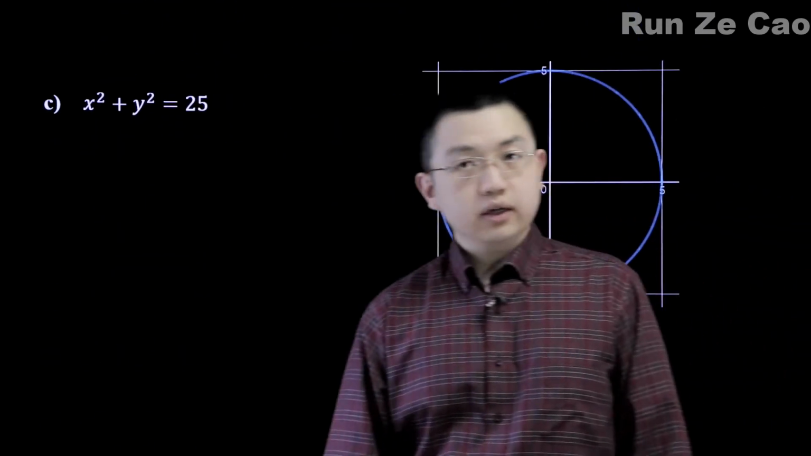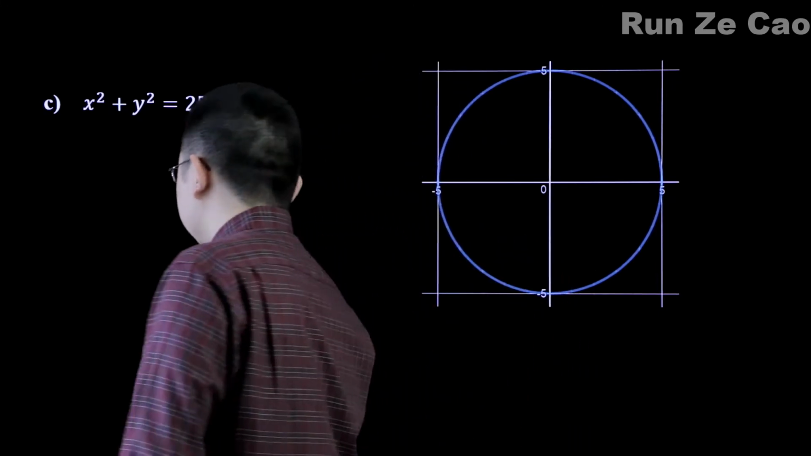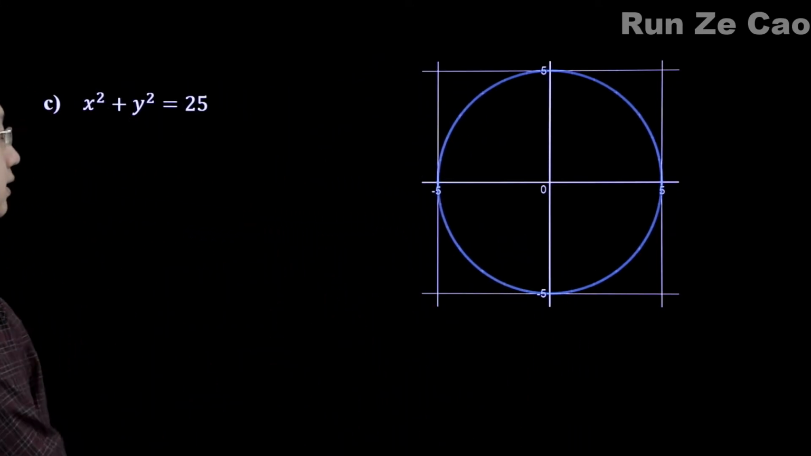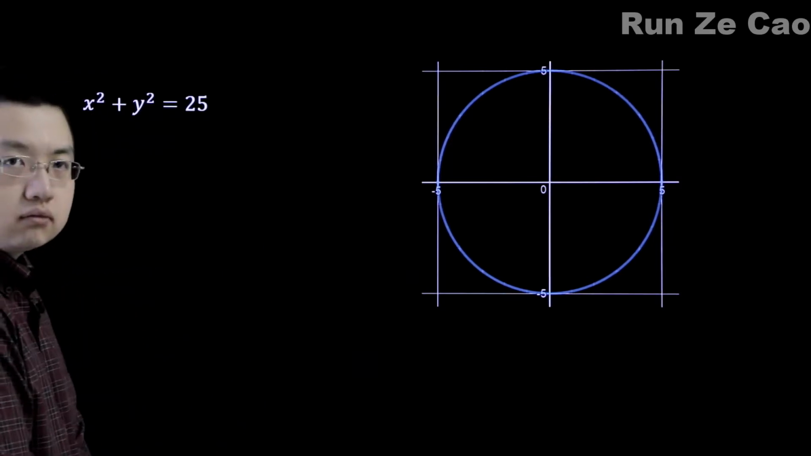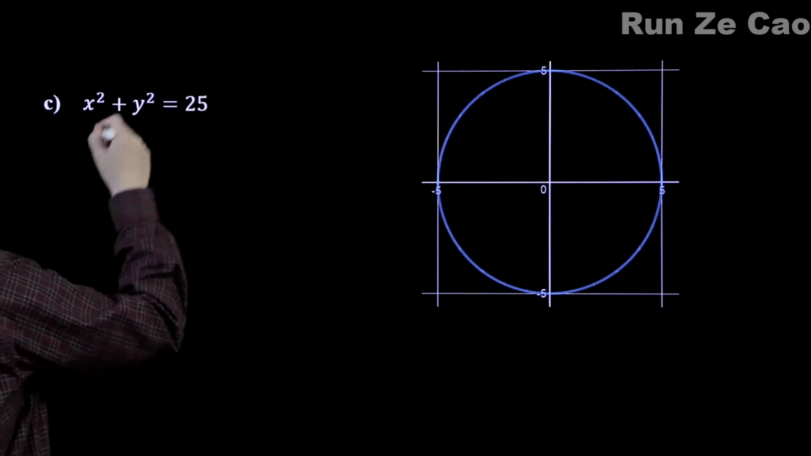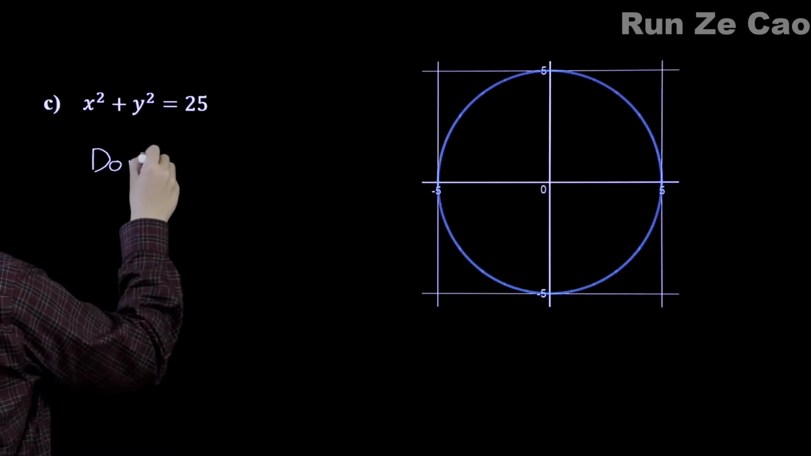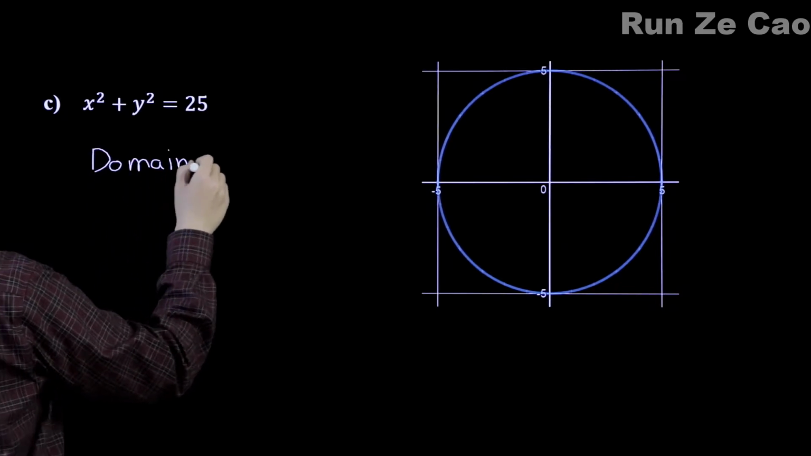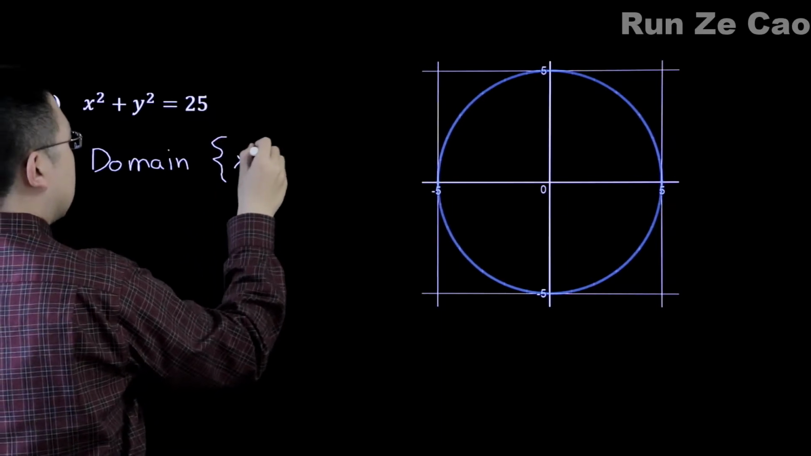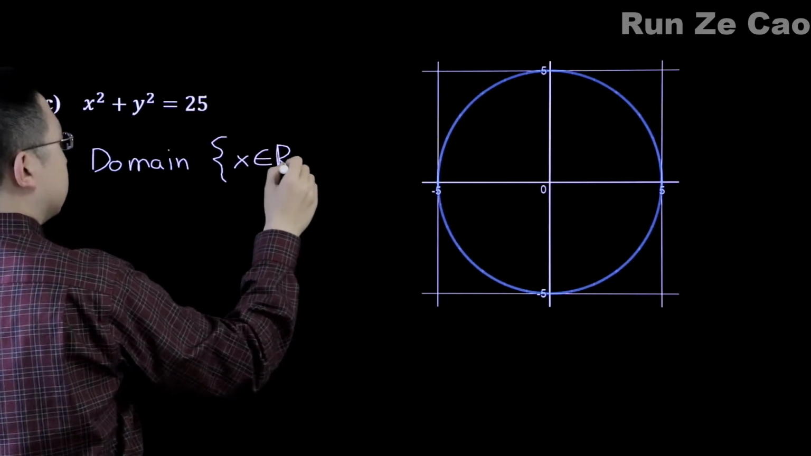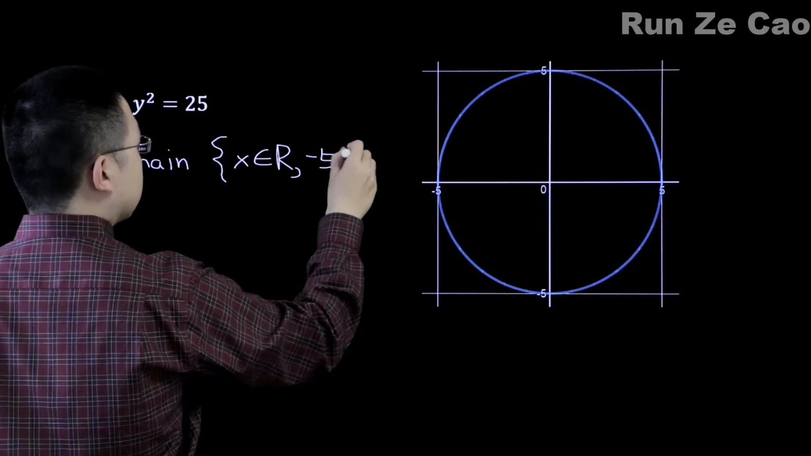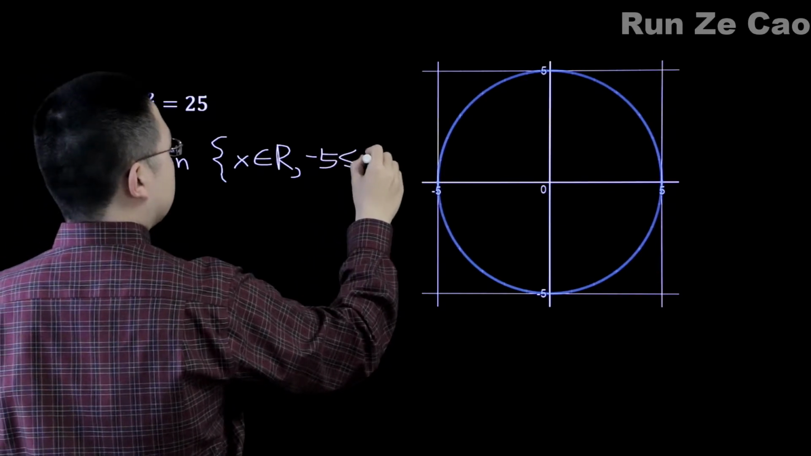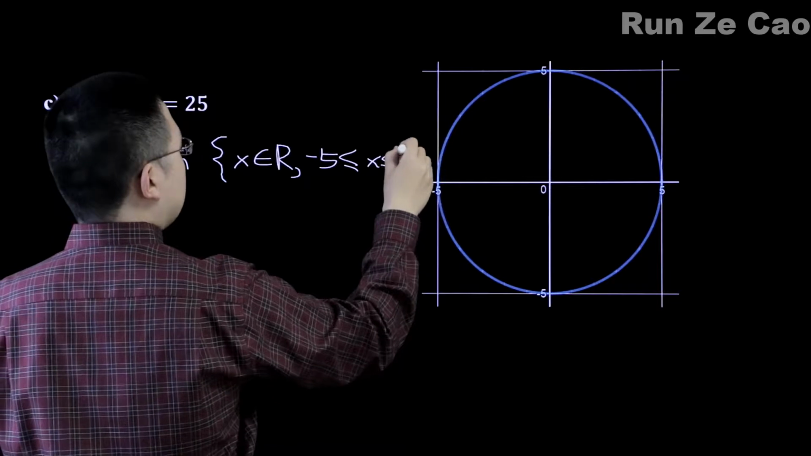So, x squared plus y squared equals 25. Well, this is a circle. Does this relation have any values where the x is greater than 5 or less than negative 5? No. Therefore, the domain is x is an element of the real numbers and x is inclusive between negative 5 and 5.